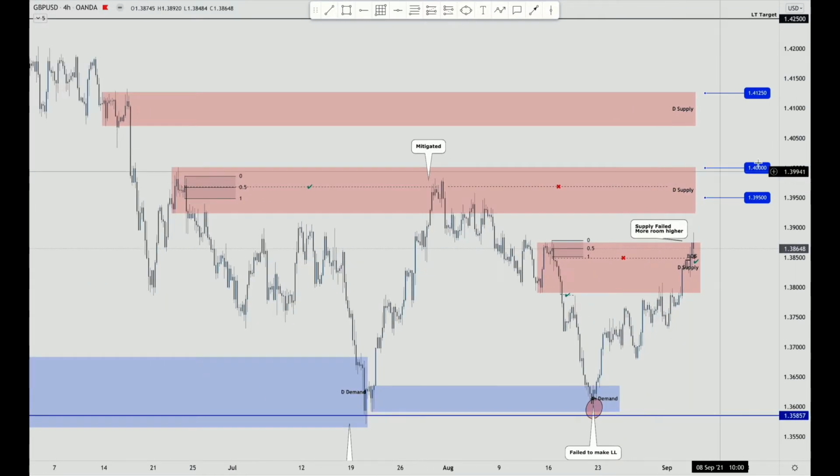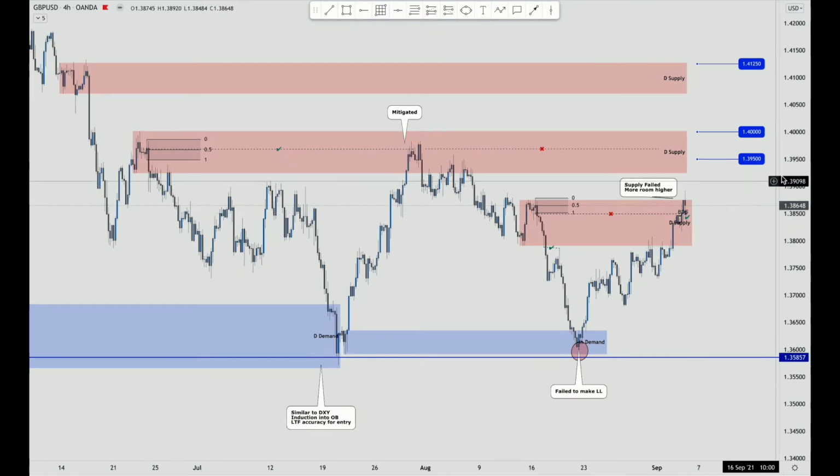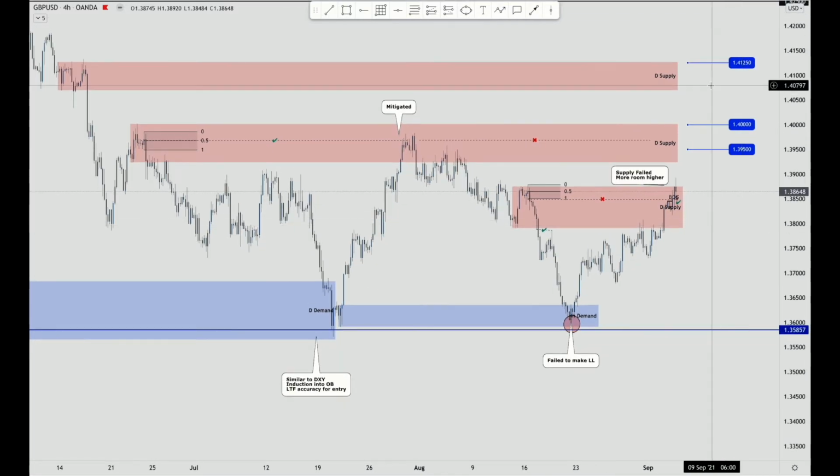On the 4 hourly, what I've written down is that I've identified 3 daily supply areas. However, the one that I'm the most interested in is the one up here, the 140, 250.